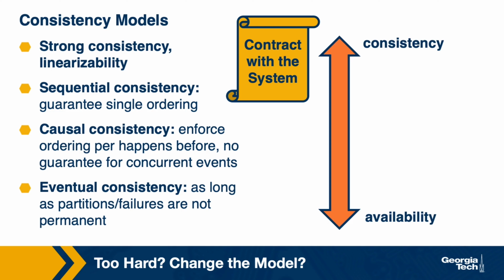Other models have been defined as well, and if we look at all of them, we can sort of order them on an axis that has consistency on one end and availability on the other. In that sense, many of these models essentially trade some amount of consistency.